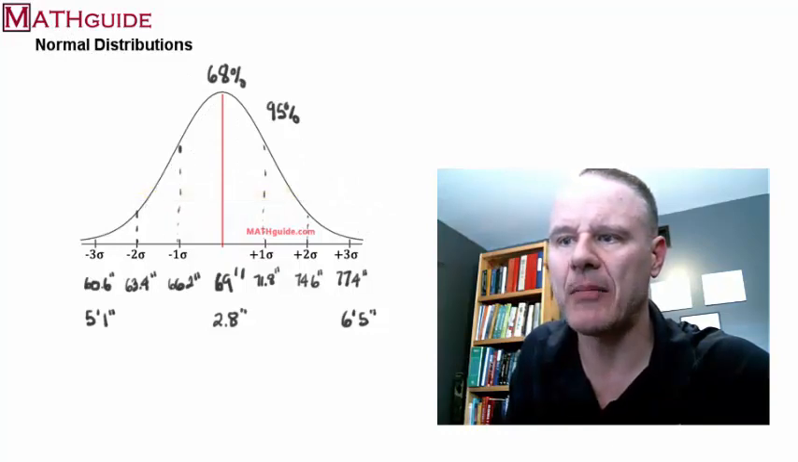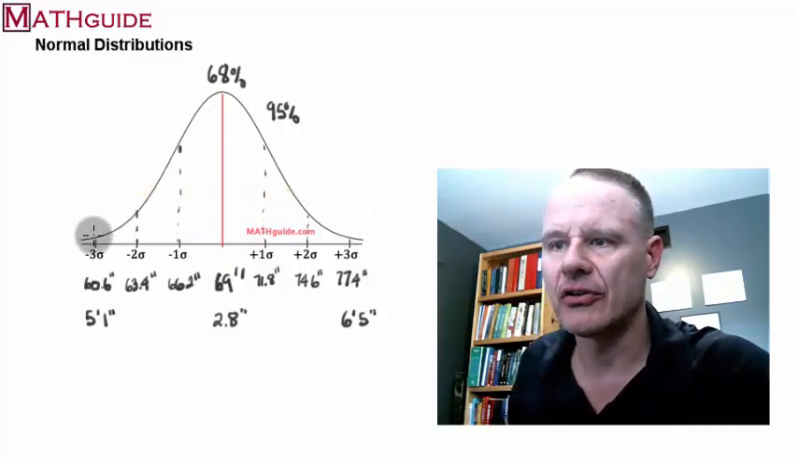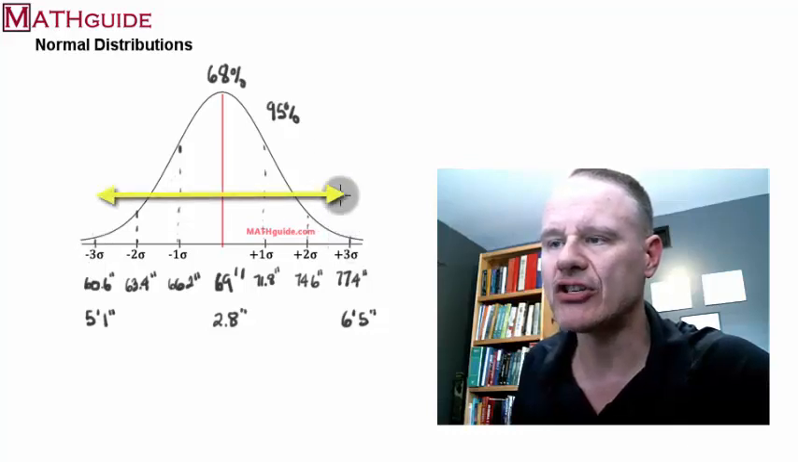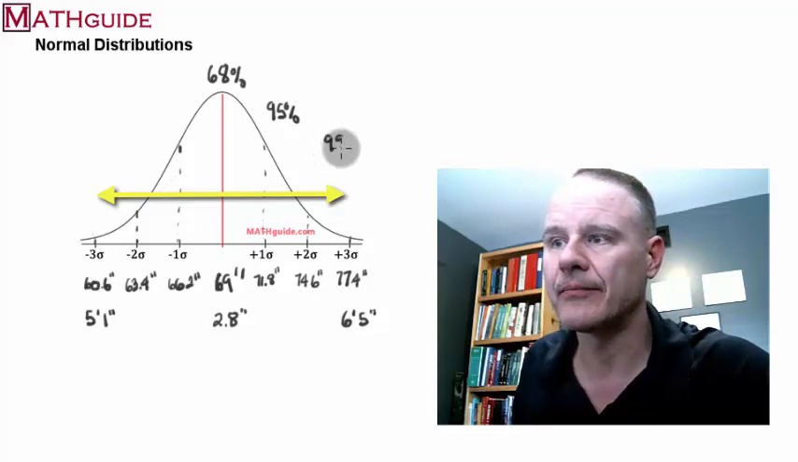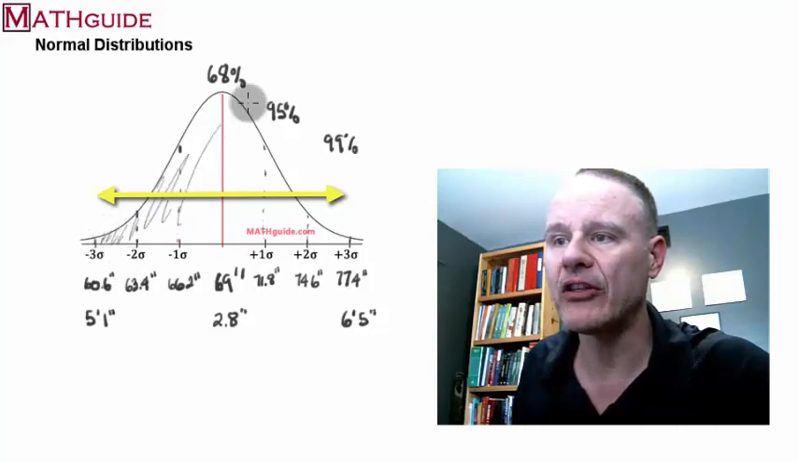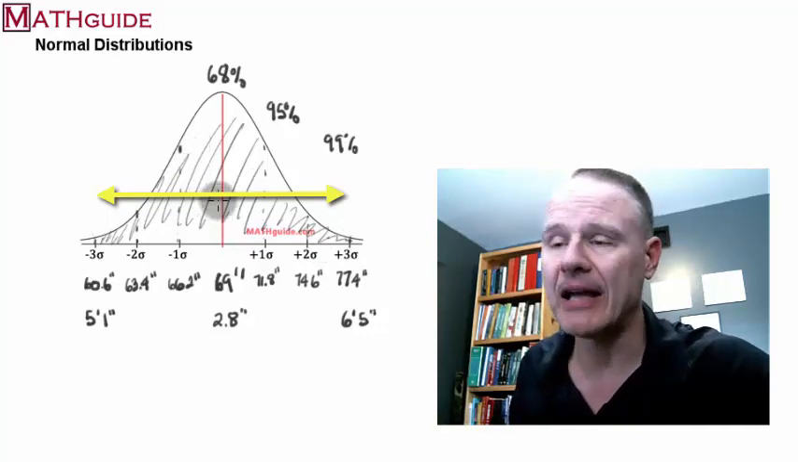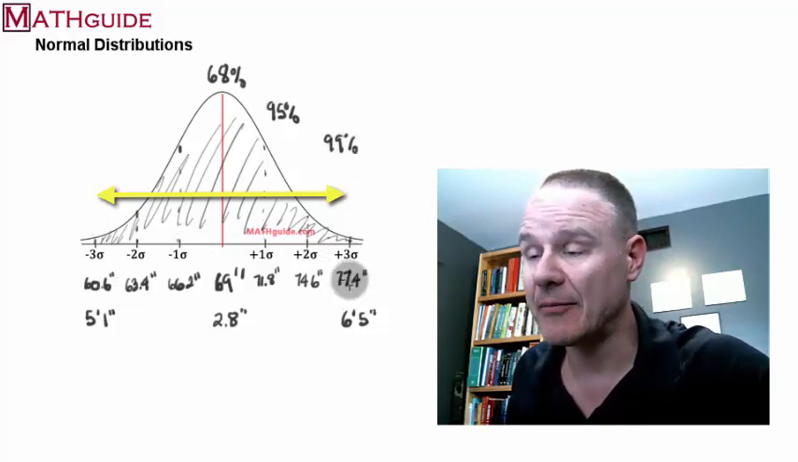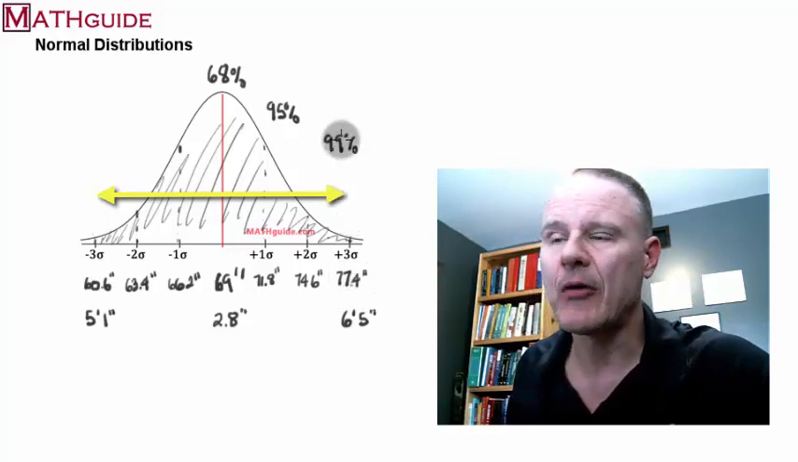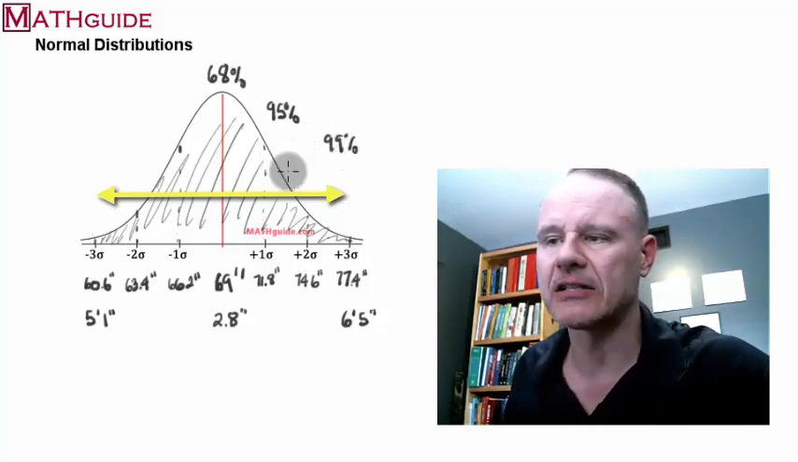All right, now let's talk about the last standard deviation. So that would be all the way over here, 3 standard deviations left and right. Well, that turns out to be 99%. Okay, that means most of the people that you'd measure their heights, male heights, would fall between 60.6 to 77.4 inches. That would be 99% of the male population in the United States.